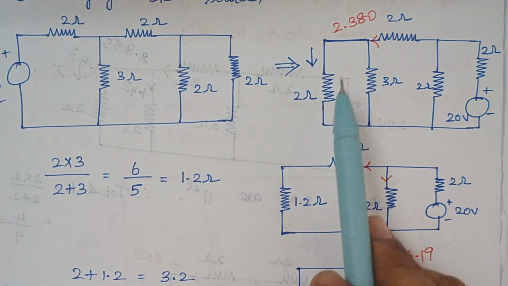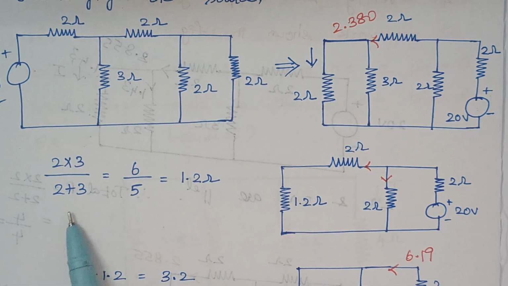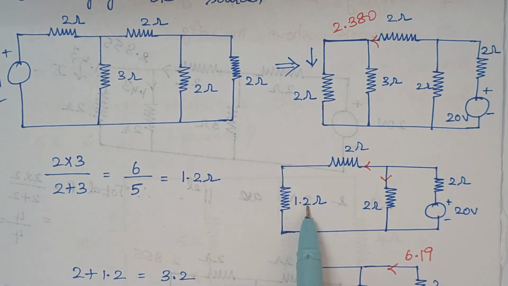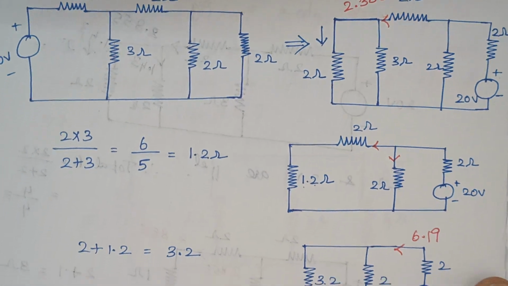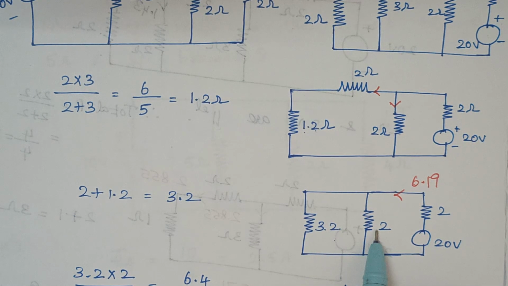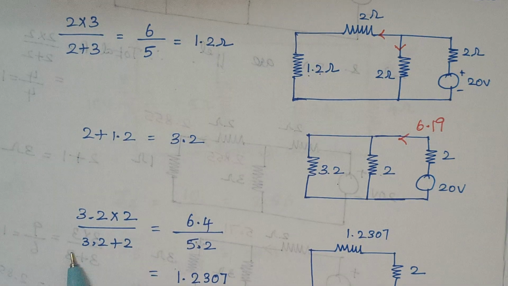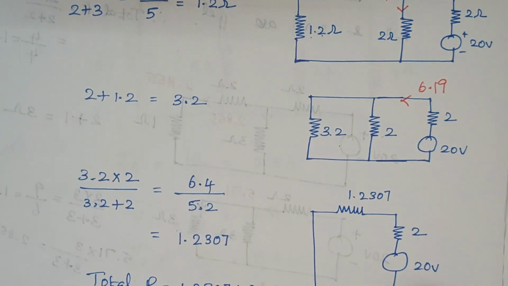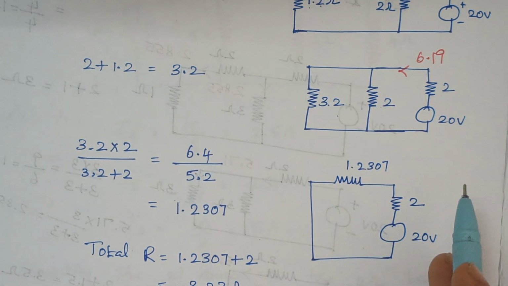When you look at this circuit, these two resistors are connected in parallel, right? So when you simplify, we get 1.2 ohms here. Again, this 2 and this 1.2 are in series. Therefore, here we get 3.2 ohms. And again, these two resistors are connected in parallel. So when you simplify, what is the formula? R1 into R2 divided by R1 plus R2. That gives the answer as 1.2307 ohms.